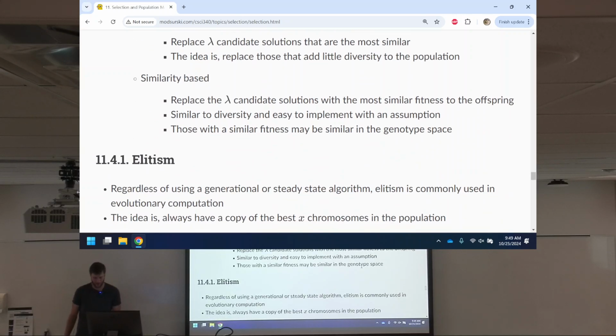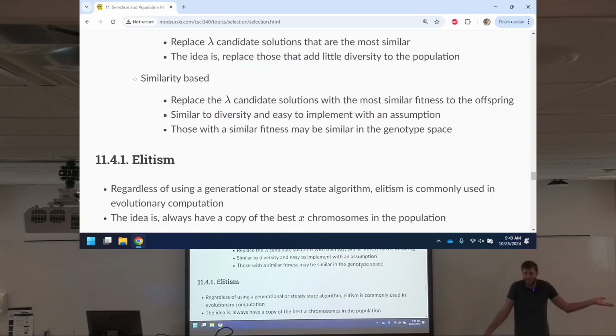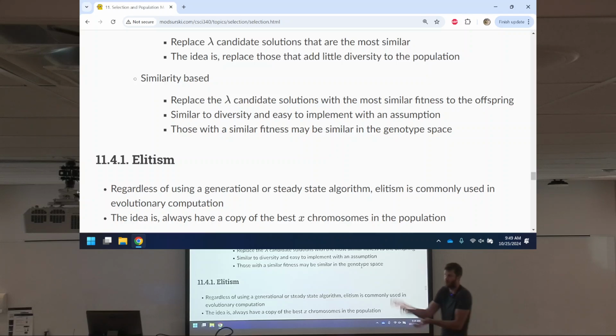And similarity-based. Replace the lambda candidate solutions with the most similar fitness to the offspring. So this kind of tries to cheese it: if it's got a similar fitness value, maybe it's not very diverse. That's maybe a quick and dirty, easy way to use a proxy for diversity. If it has a similar fitness value, replace that. Although it might not be accurate. But with this strategy, we don't need to measure diversity, which is a whole other headache to begin with. So it's always: give it a try, see what happens, see what works.